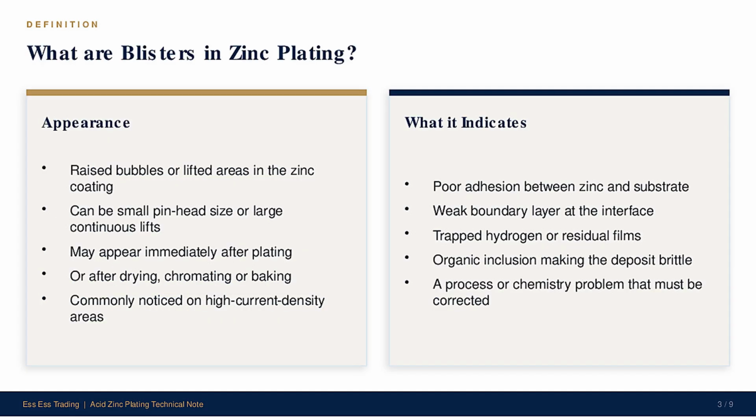So, what exactly are blisters in zinc plating? Essentially, they are raised bubbles or lifted areas on the zinc coating. They can be tiny, like pinheads, or large continuous lifts. Interestingly, they might show up right after plating or later during drying, chromating, or baking. You'll often find them in areas with high current density. These blisters signal issues like poor adhesion, weak boundary layers, trapped hydrogen, or organic inclusions. In other words, they point to process or chemistry problems that need fixing.